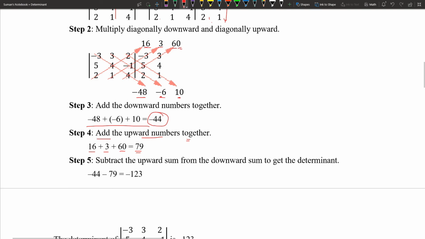So we are subtracting the upward sum, that means 79, from the downward sum, that is minus 44. So minus 44 minus 79. So the determinant result is minus 123.